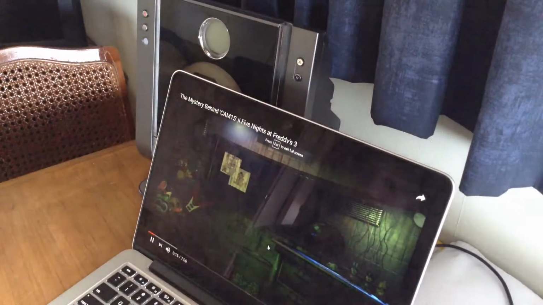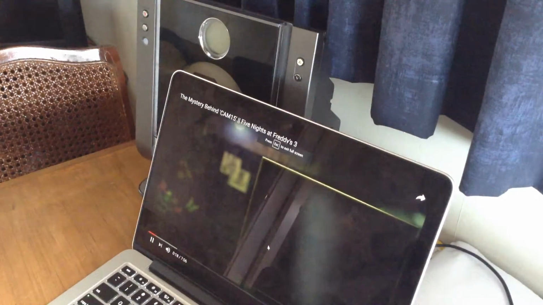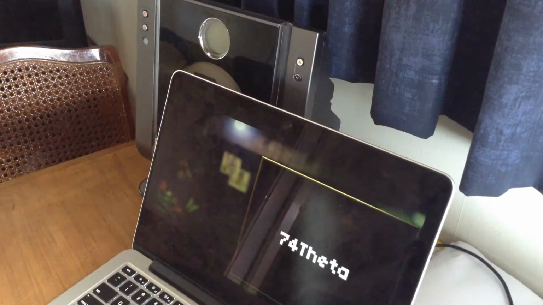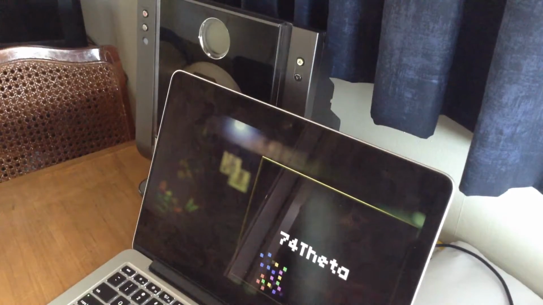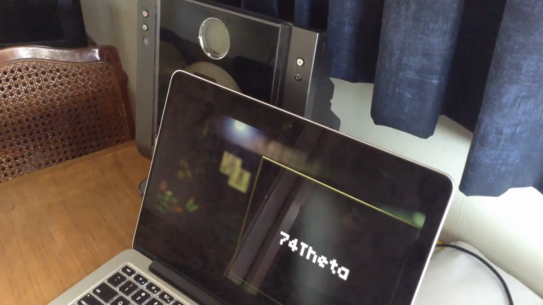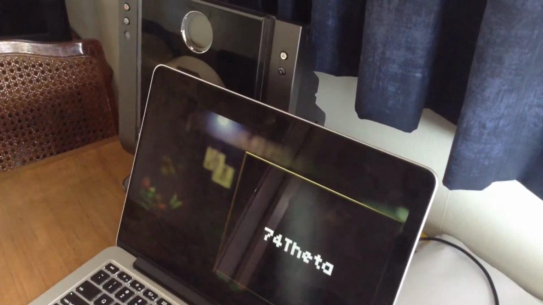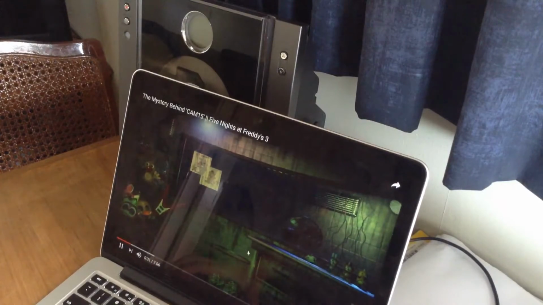Today we have a brand new theory submission, and this one is by someone who goes by the name of 74 Theta. Hopefully that's a mathematical reference right there. But if not, 74 Theta, here is your theory. So, what was the theory that he or she submitted?